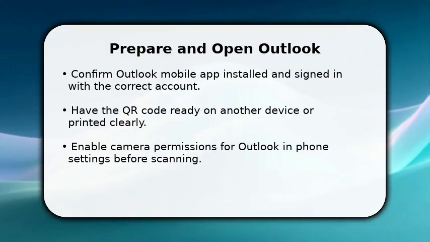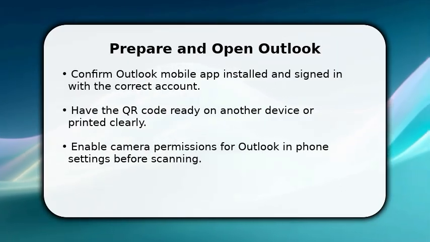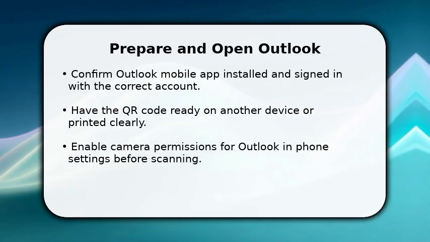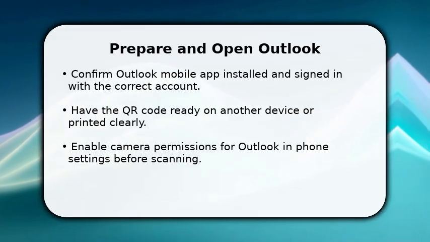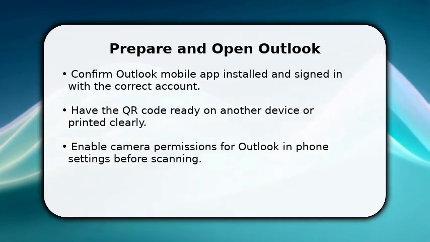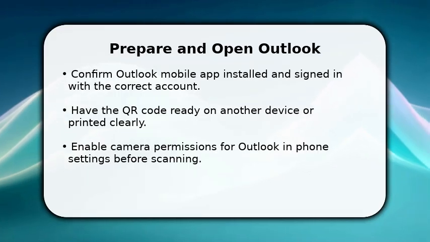You'll start by opening the Outlook app and ensuring it's signed into the account you intend to add or verify. This makes the QR action apply to the right profile. Once done, make sure Outlook has camera permission in your phone settings so scanning works seamlessly.